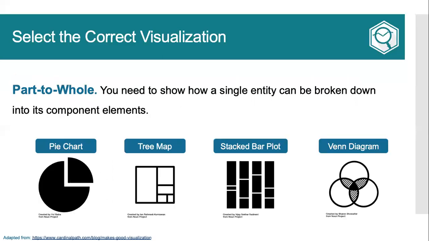And then lastly, you can show part to whole relationships. So this is when a single entity is broken down into component parts. For example, you might want to show the percent of your participants that are male or female, or the percent of participants that have various degrees or are at various education levels. Pie charts are the most common here. We're all probably very familiar with the pie chart, but tree maps and then stacked bar plots are also used very, very often. And then Venn diagrams fall into this category.